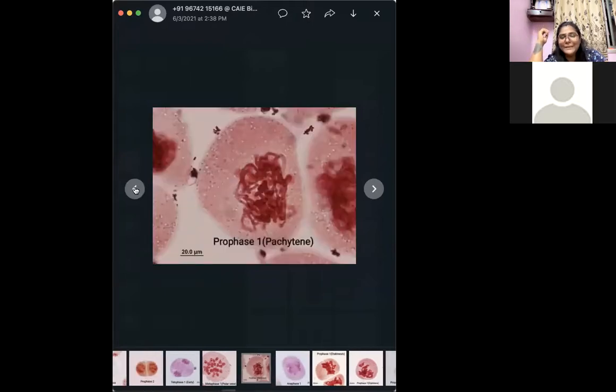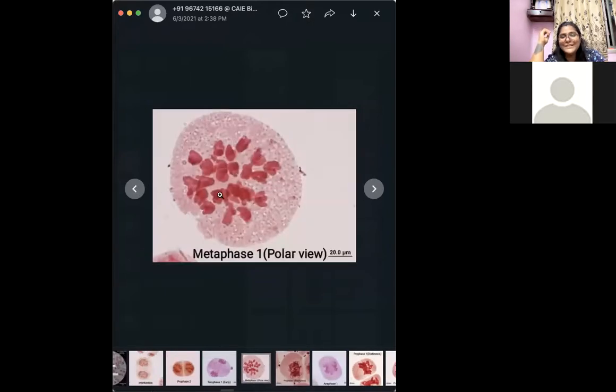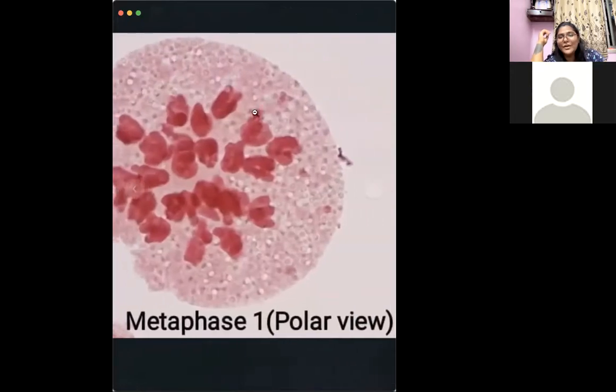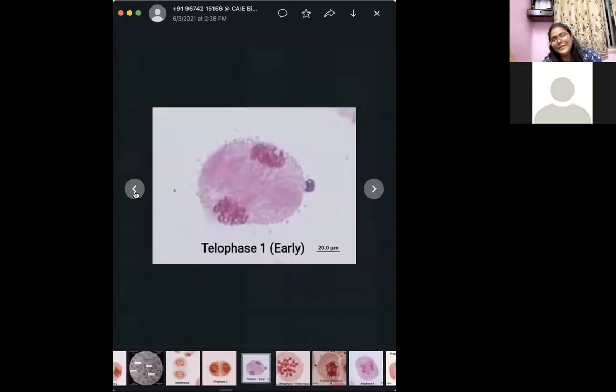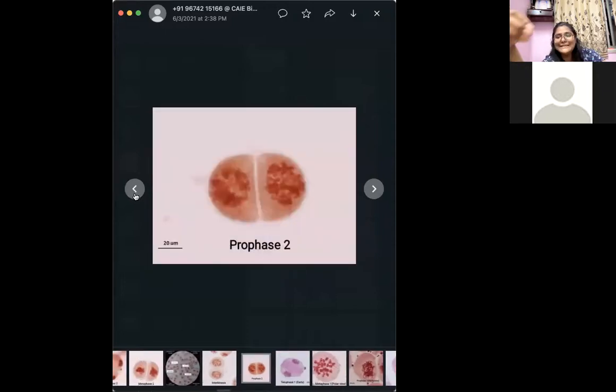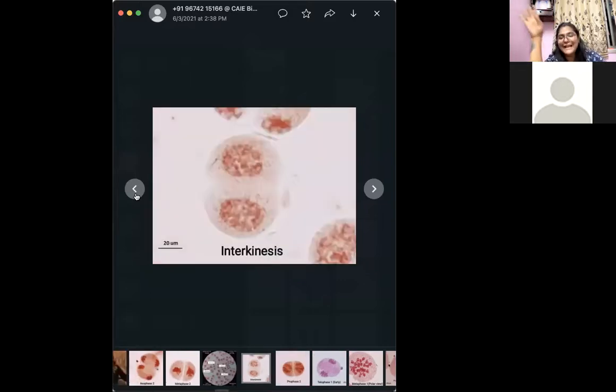Okay, this is another picture for your prophase. This is your metaphase. Okay, they're all just going to try to align at the center, and then they're going to be separated away. This is your prophase 2. This is where you are going to see that the cell is going to undergo the process of meiosis, and you're going to have two cells that are going to have division, and they're going to form four different kinds of cells. This is your interkinesis.